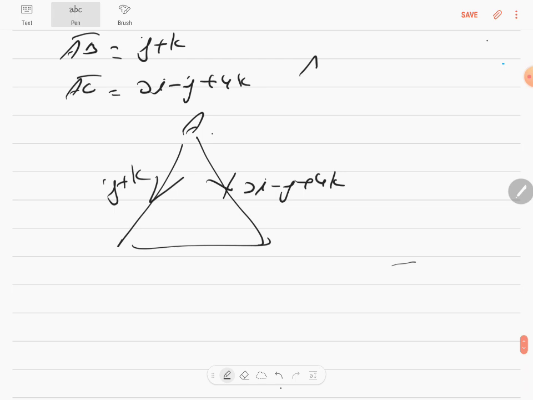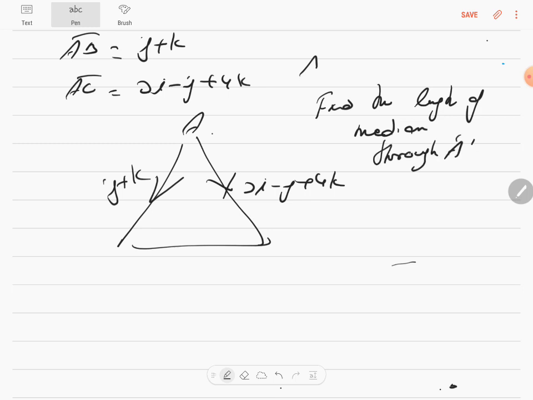They are going to ask you, find the length of the median through A. It's the world's most important question. So you're going to draw a median. Median means it's going to bisect the opposite side equally. The question is to find the length of this median. Let's call this triangle ABC and let AD be the median. They want the length of the median.